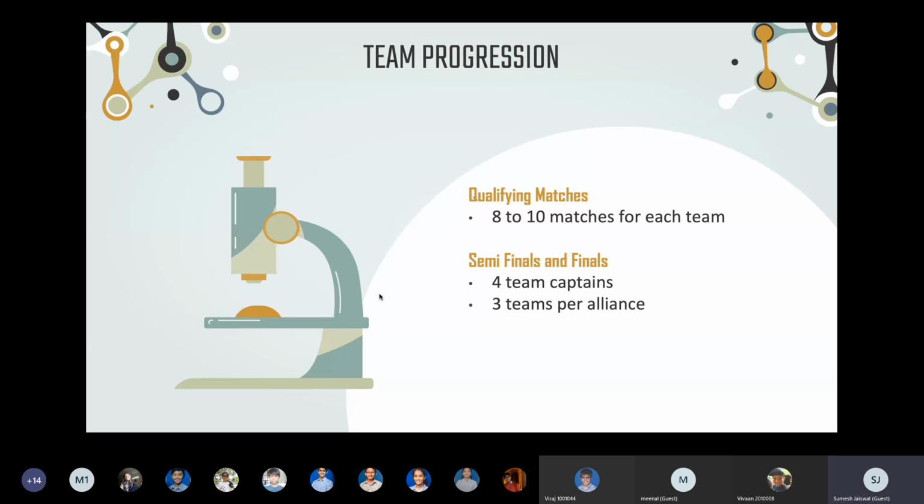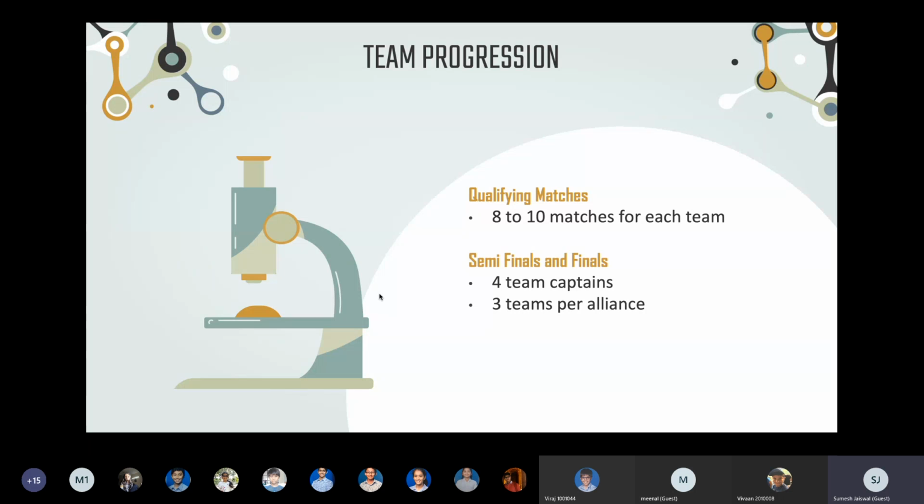The top 4 teams form the alliance captains. So for the semi-finals and finals, you have 4 alliances. In the qualifying matches, if you remember correctly, there are 2 teams per alliance. Red Alliance will have 2 teams and Blue Alliance will have 2 teams. But when it comes to semi-finals and finals, the alliances that progress have 3 teams each. And there are 4 such alliances.